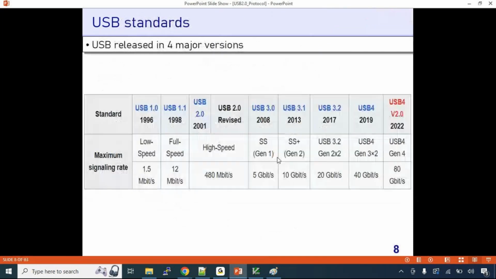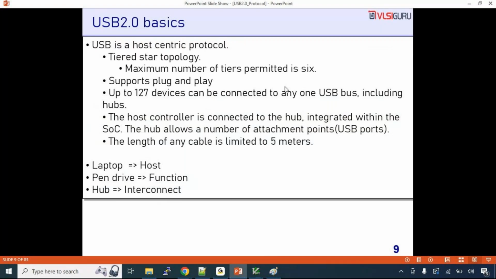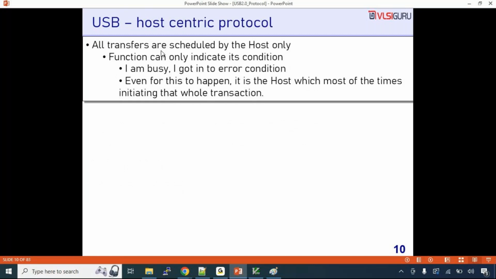So now we have seen various USB standards. Now let us try to understand some of the USB protocol basics. First thing we need to understand is that USB is a host centric protocol. What do we mean by host centric protocol? Let us try to understand. In USB, all transfers are scheduled by the host only. Any transfer that happens in USB is scheduled by the host.